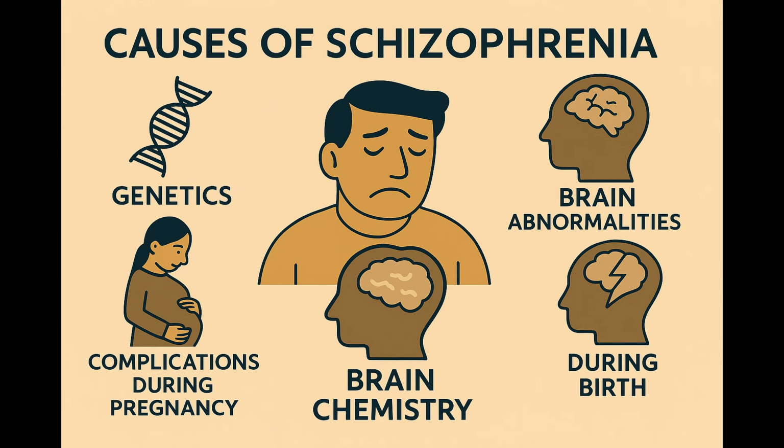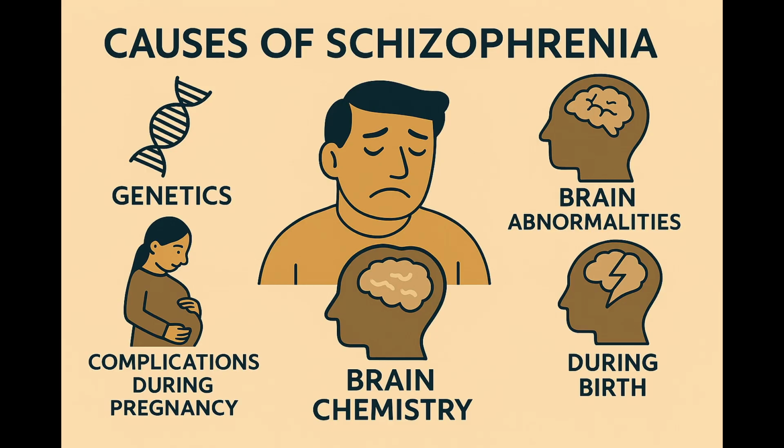1. Genetic factors. Image element, a visible DNA strand or double helix emerging from the character. Explanation, a family history of schizophrenia increases the likelihood of developing the disorder. It's not caused by one single gene, but a combination of genes that may make the brain more vulnerable. 2. Brain chemistry imbalance. Image element, colorful signals or electric currents across brain areas. Explanation, irregularities in brain chemicals, especially dopamine and glutamate, play a major role. Overactive dopamine transmission can cause hallucinations or delusions.